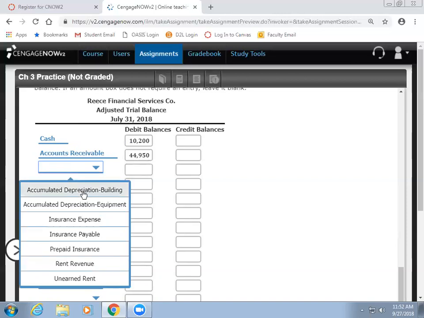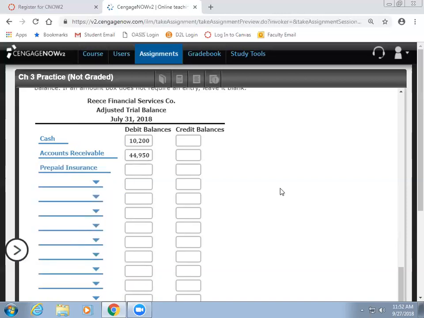Our next one is prepaid insurance. Well, it started at $1,500. Did we do anything to prepaid? Or I'm sorry, what did it start at? $6,000. Wrong thing. I'm looking at the wrong one. I just gave you the answer. We started as a debit balance of $6,000. What did we do to prepaid insurance? Credited it. $4,500, right? It's on the board. So its new balance should be a debit of $1,500. Okay, so it has a debit balance of $1,500.